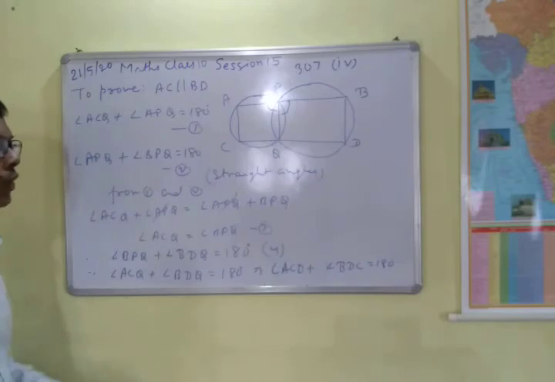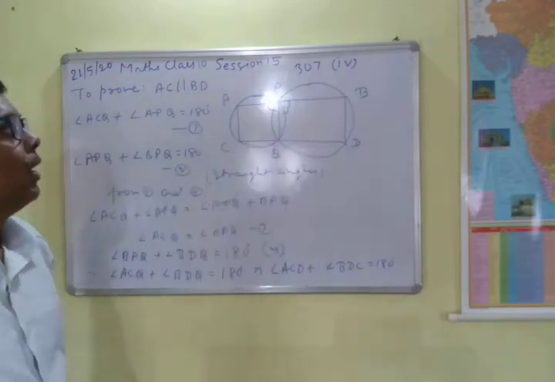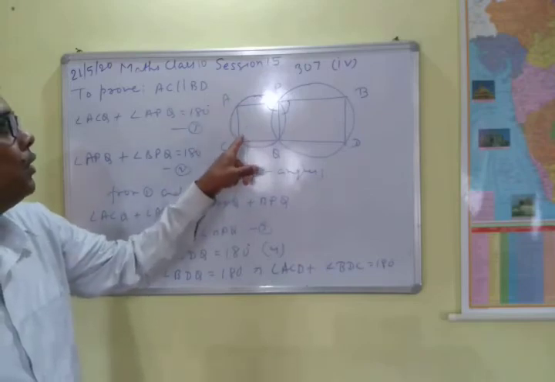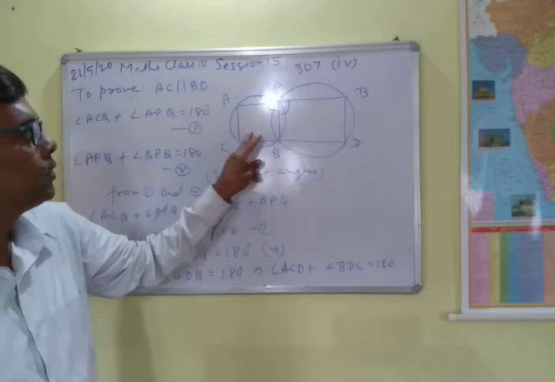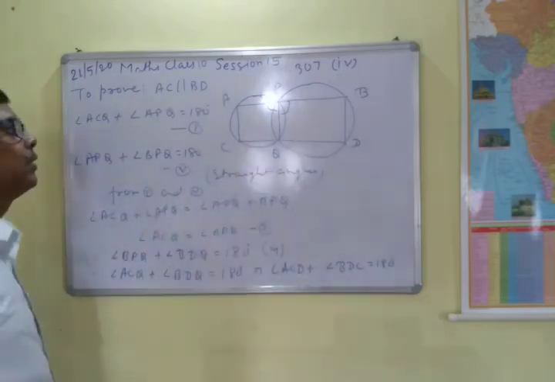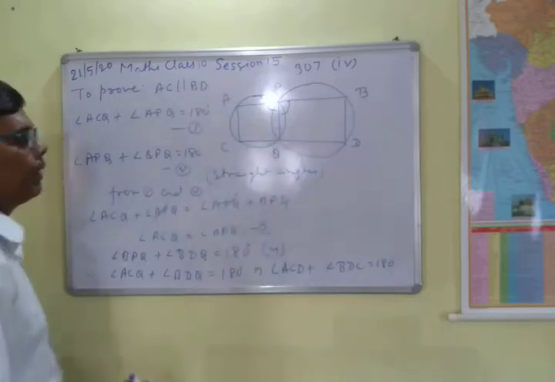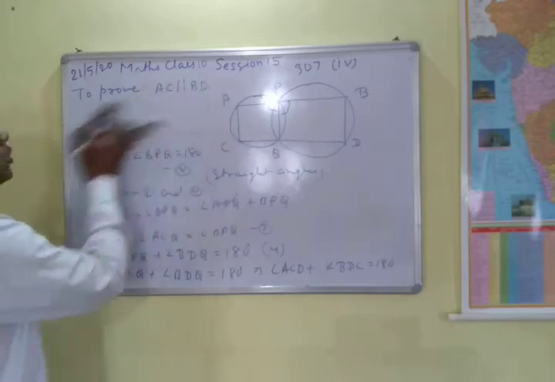So now what we have proved here is that ACDB is a quadrilateral, and in this quadrilateral these two are adjacent angles, and the sum of these two adjacent angles is 180 degrees, which means they are supplementary, and therefore AC and BD must be parallel. So it is proved.